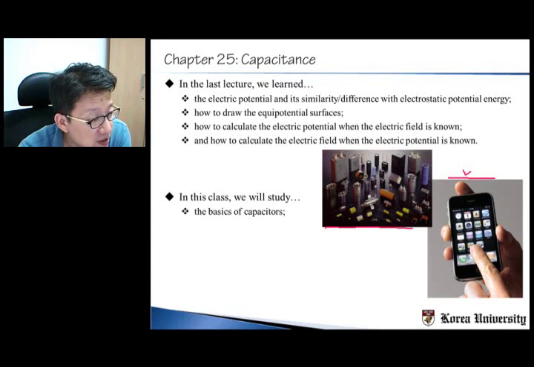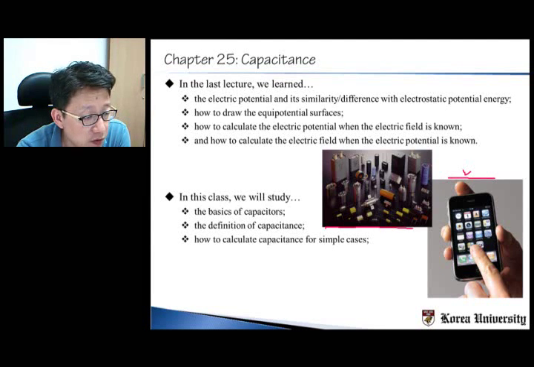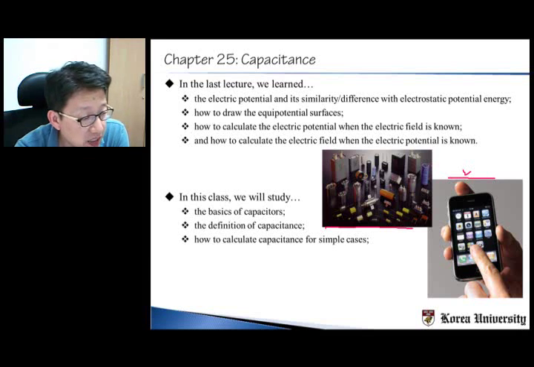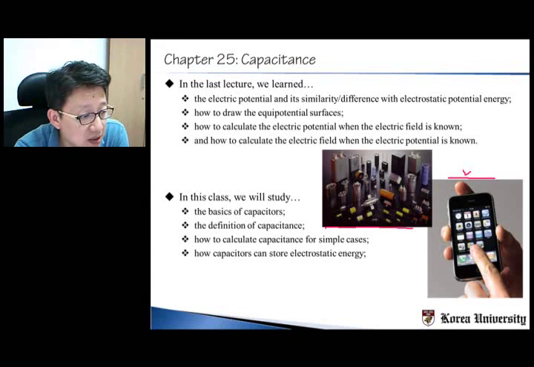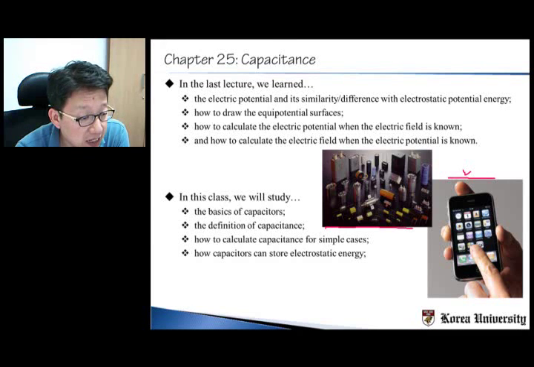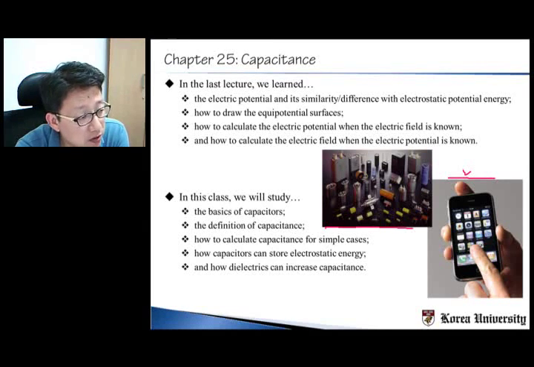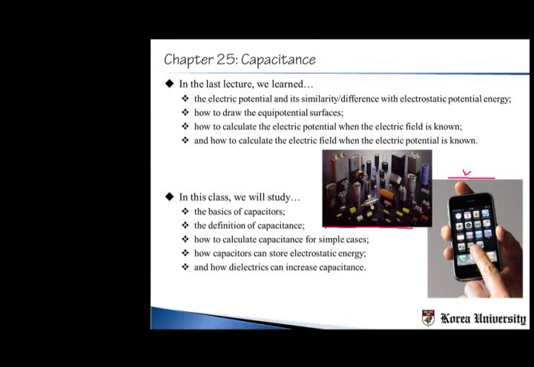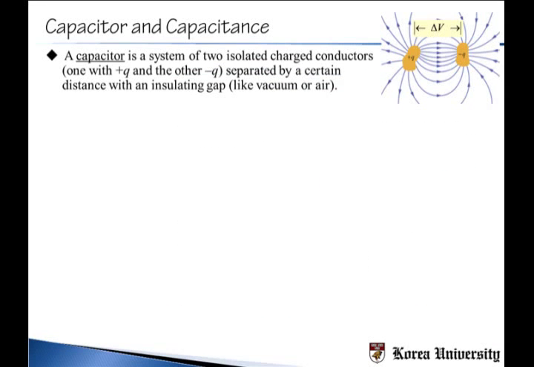In this class, we will study the basics of capacitors and also the definition of capacitance. We will also learn how to calculate capacitance for simple cases, and how capacitors can store electrostatic energy. Finally, we will learn how dielectrics, or dielectric materials, can increase capacitance. Let's begin by explaining what capacitor and capacitance are.